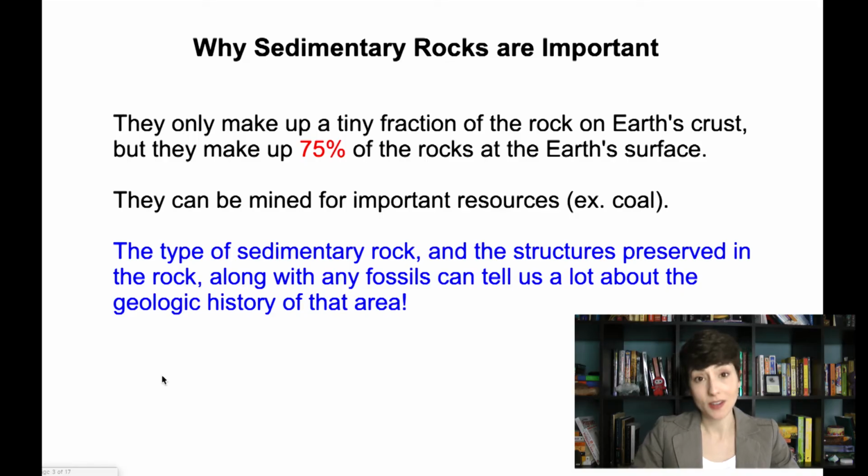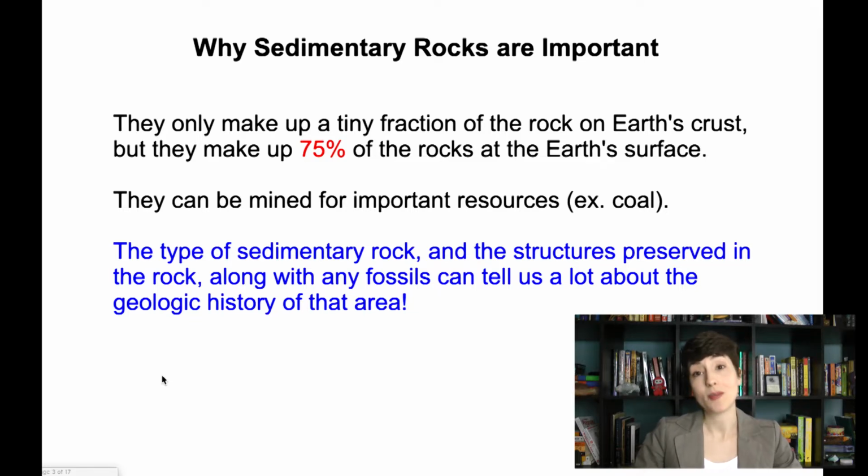Hey everyone, so today we're going to talk about sedimentary rocks and some of the formations and structures that they can make. So first of all, why are sedimentary rocks important? They only make up a tiny fraction of Earth's crust. Igneous rocks make up the majority of Earth's crust. However, sedimentary rocks make up about 75% of our surface rocks. Not only that, they contain a lot of really important resources like coal, natural gas, things like that.